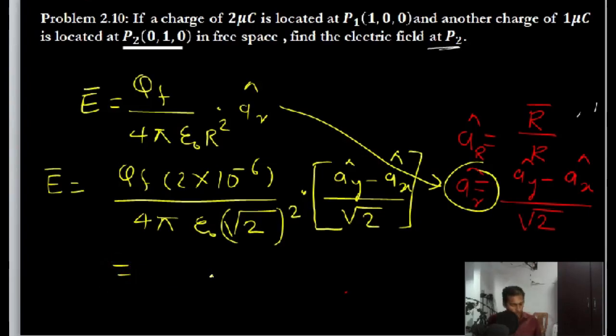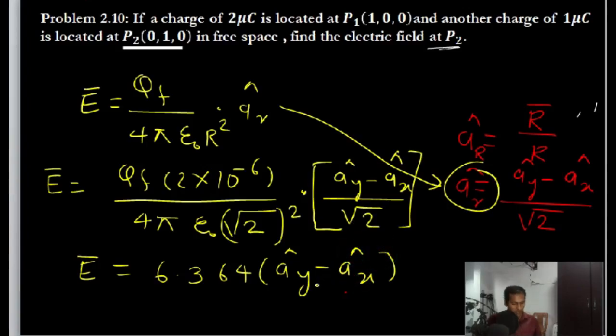So once we solve this, we can keep this 1 upon 4 pi epsilon naught as 9 into 10 to the power 9. So once we calculate it, I'll write down the answer for you. We'll get E bar as 6.364 into Ay cap minus Ax cap. So this will be the value of electric field intensity for this example. I hope this example is clear. Let us move to the next example.